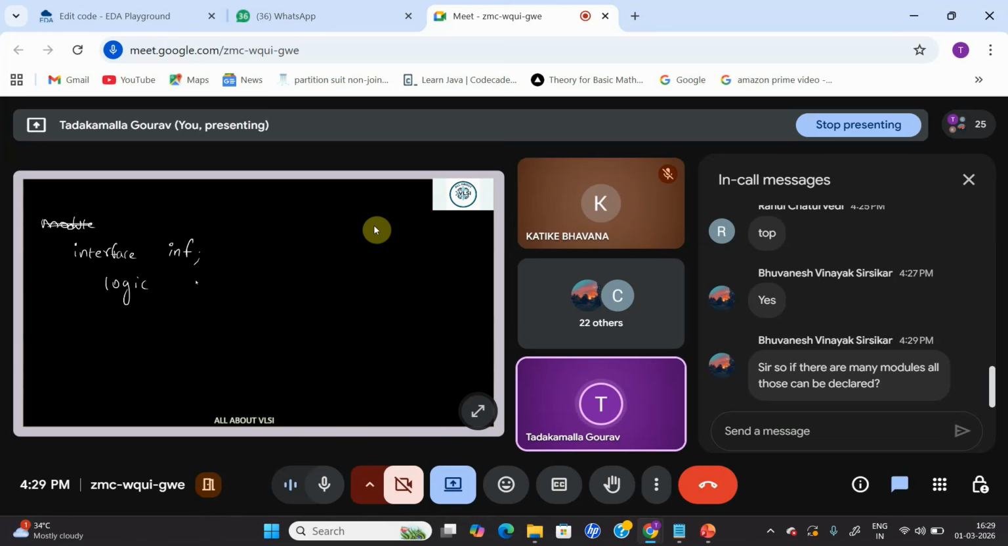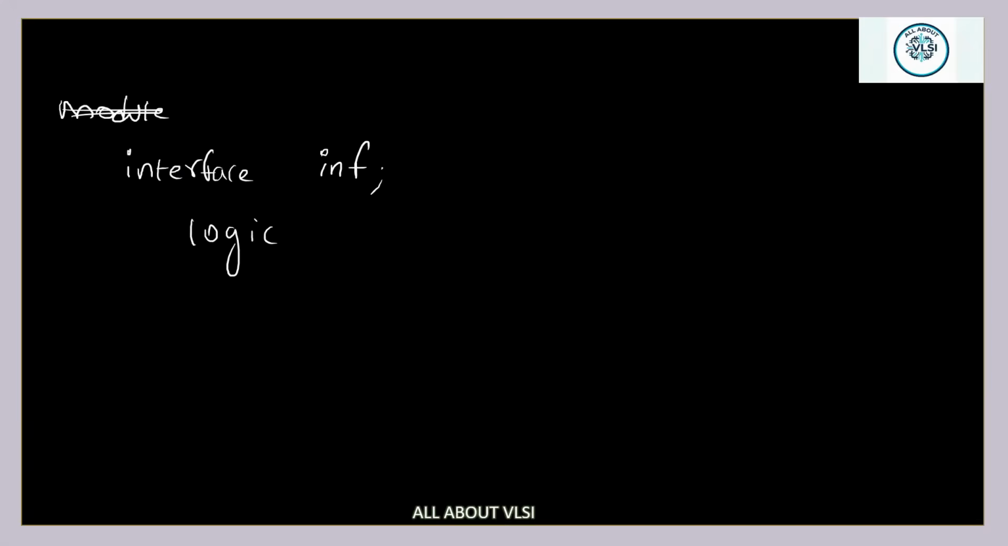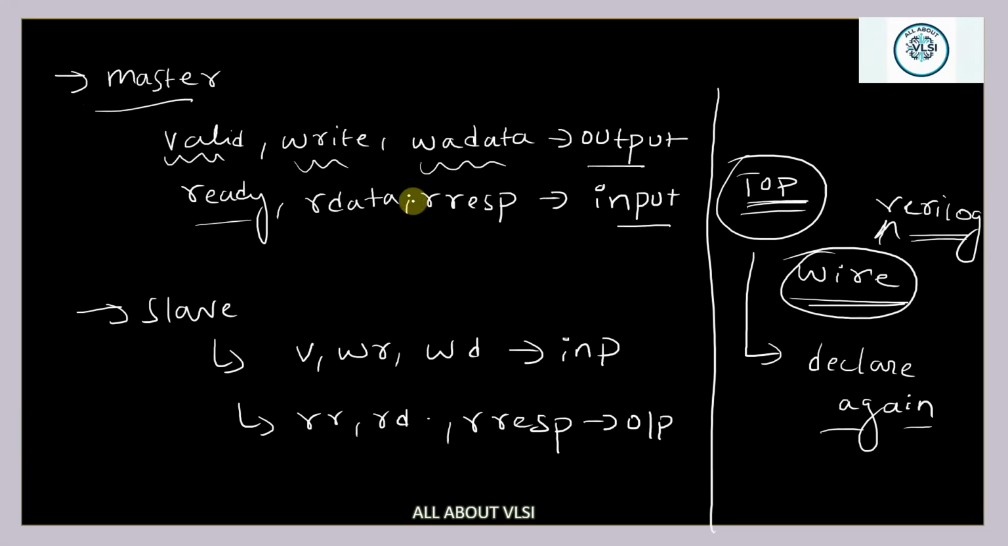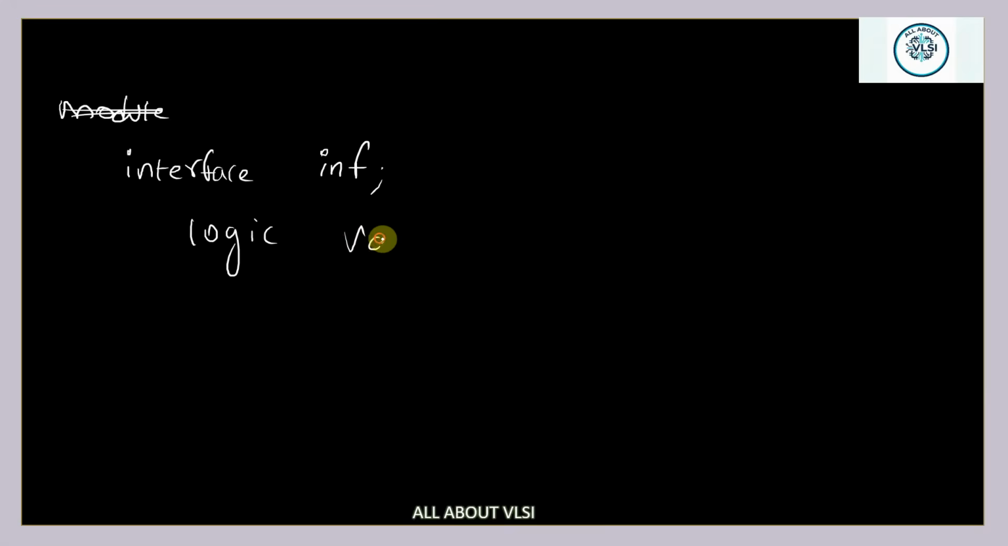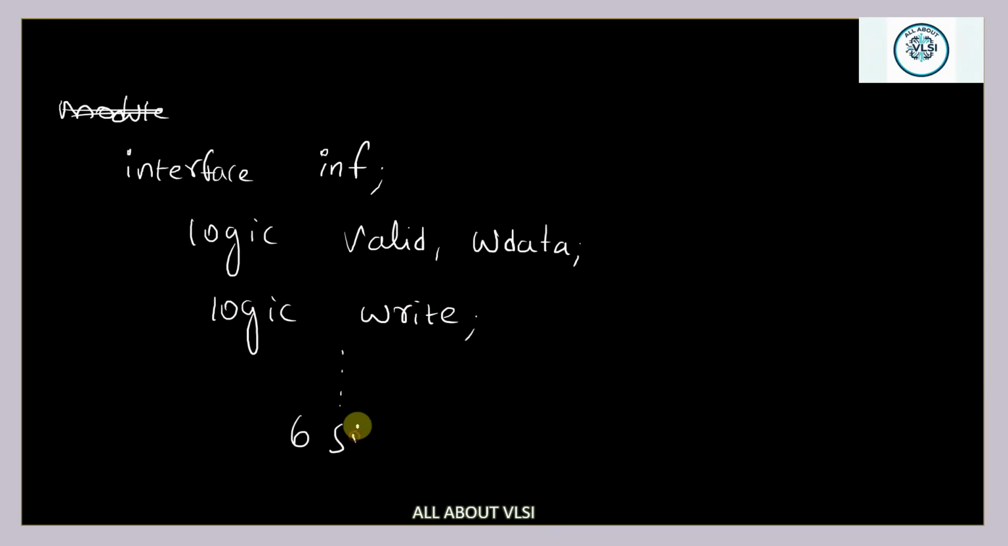If there are many modules, all those can be declared. Okay. So in the interface, why am I declaring the signals with the logic keyword? Can anyone tell me? So I'm going to declare all the signals with the logic keyword, valid and wdata. I'm not concerned about the width of those particular signals. This is just an example, right? Logic, right. Okay, I'm declaring all the signals which are present, all the six signals which are present, and followed by endinterface.